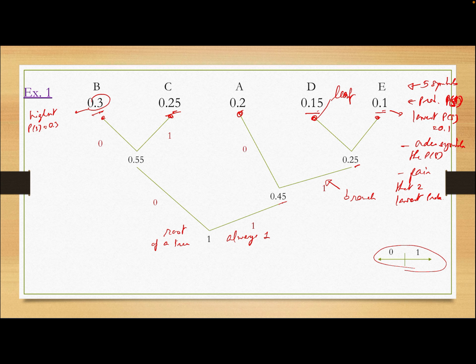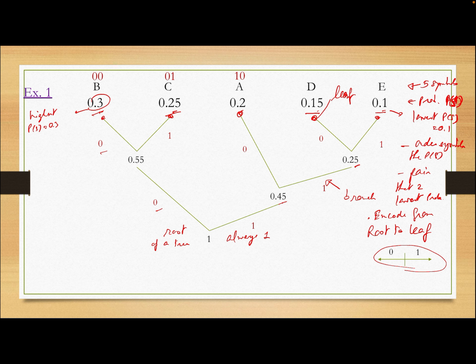Then you assign the values. The left can be 0 and the right can be 1, or the other way around, but I'm using it this way. Now you assign the values like this: 0, 1, 0, 1, 0, 1. Then you encode from root to leaf. So you encode like this.